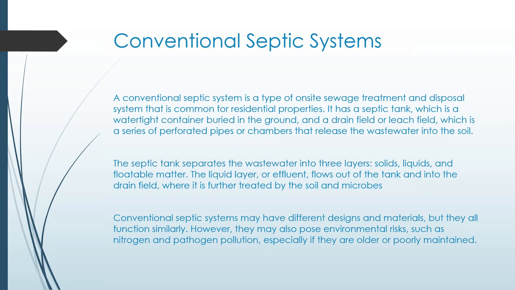The septic tank separates the wastewater into three layers: solids, liquids, and floatable matter. The liquid layer, or effluent, flows out of the tank and into the drain field, where it is further treated by the soil and microbes. Conventional septic systems may have different designs and materials, but they all function similarly. However, they may also pose environmental risks such as nitrogen and pathogen pollution, especially if they are older or poorly maintained.